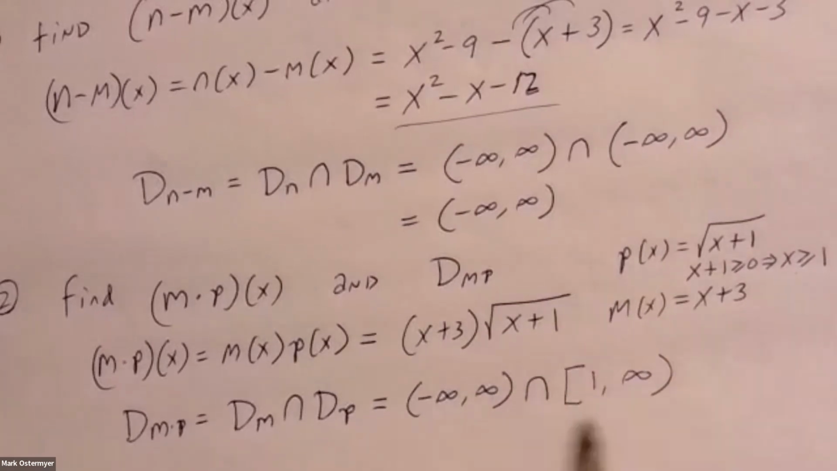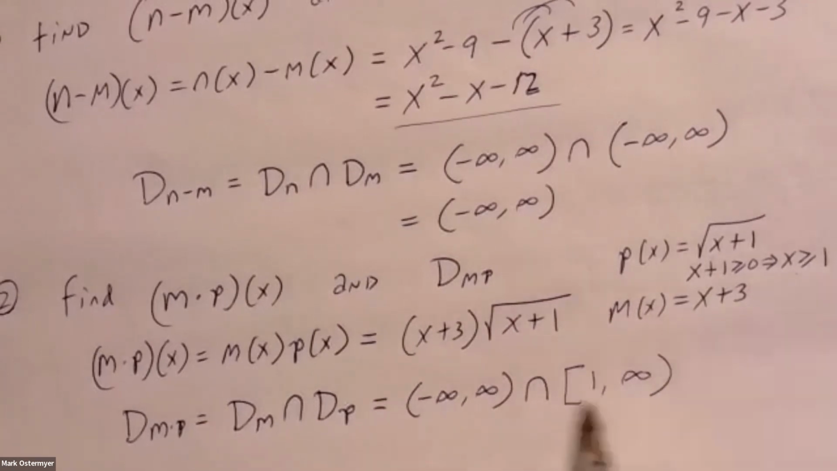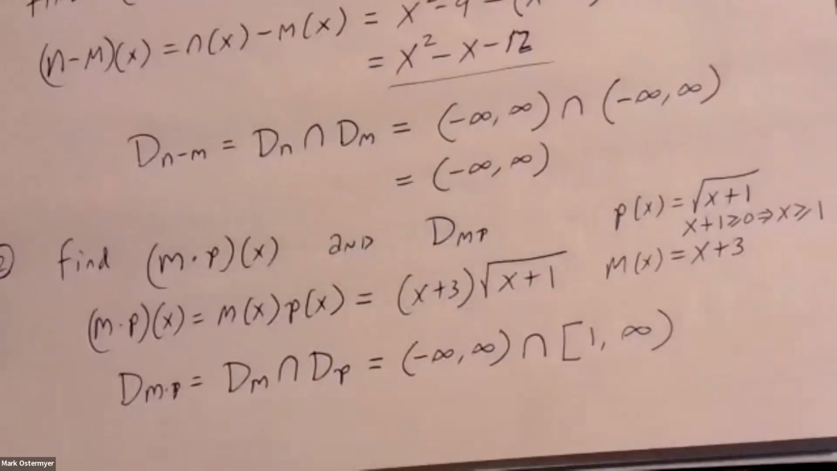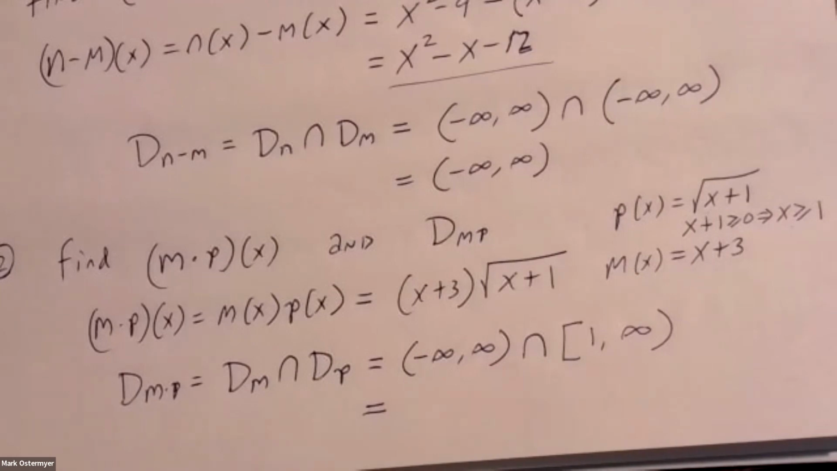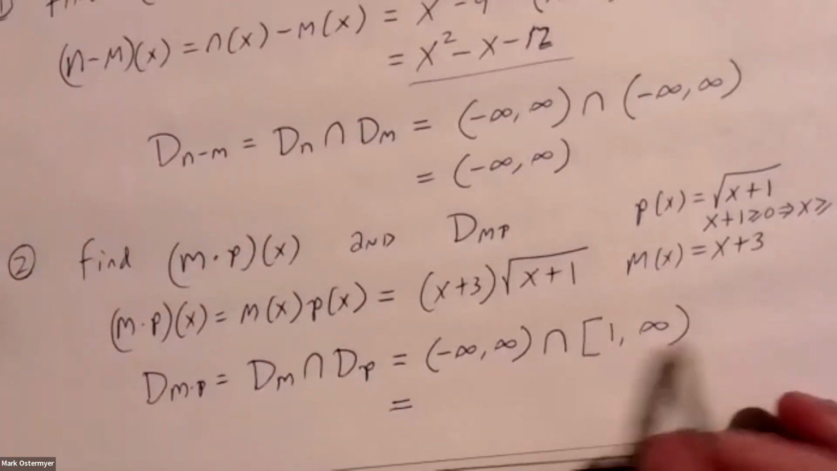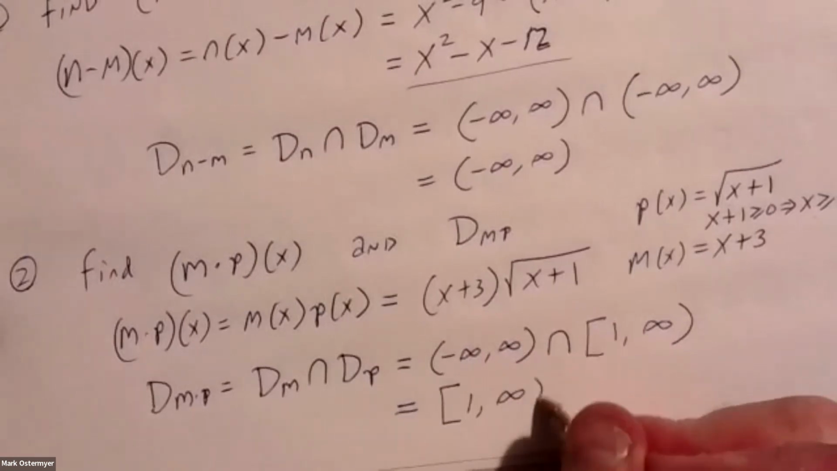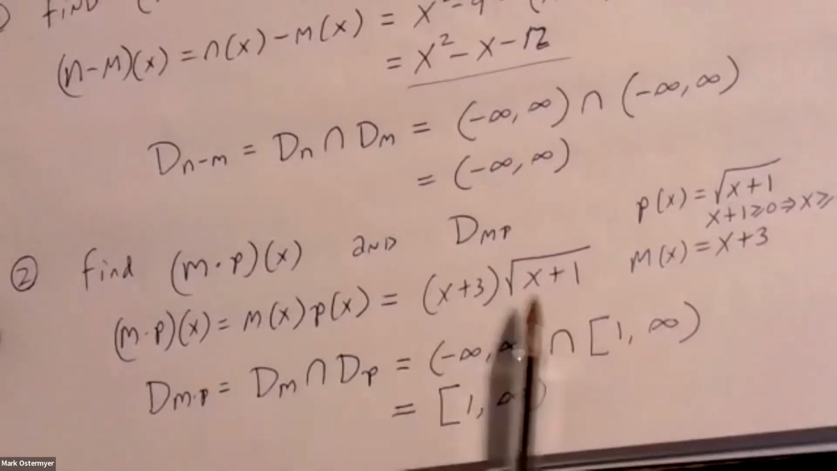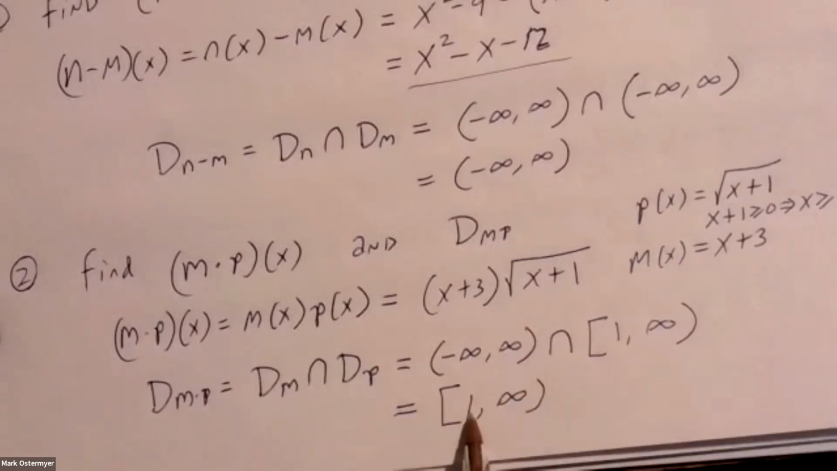Now, what is the intersection of these two sets? What's the overlap between these two sets? Anybody want to weigh in? What would be the intersection of these two sets? Well, the intersection of these two sets is just going to be this set right here. So this would therefore have to be the domain of your new product function, m times p of x. So the domain of this function would only be all real numbers greater than or equal to 1.